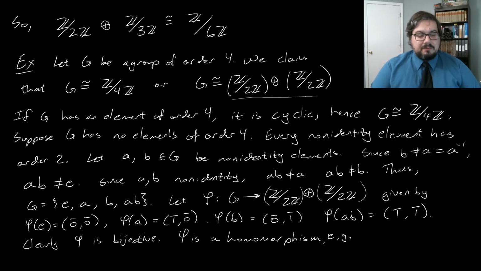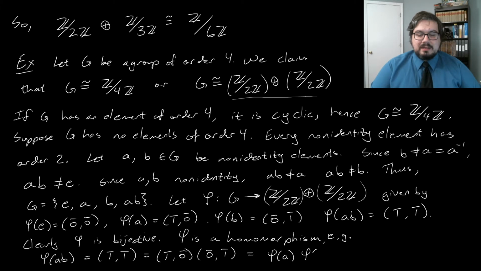For example, if I take phi of AB, by definition, that's the element 1 bar comma 1 bar. But the element 1 bar comma 1 bar is the same as 1 bar comma 0 bar times 0 bar comma 1 bar. But 1 bar comma 0 bar is exactly phi of A. And 0 bar comma 1 bar is exactly phi of B. So this gives one of the multiplications that we need to check. Actually, some of them are trivial, but there are 16 different multiplications that you need to check like this. You need to check this for E times E here, then E times A, E times B, E times AB, etc., etc., etc.